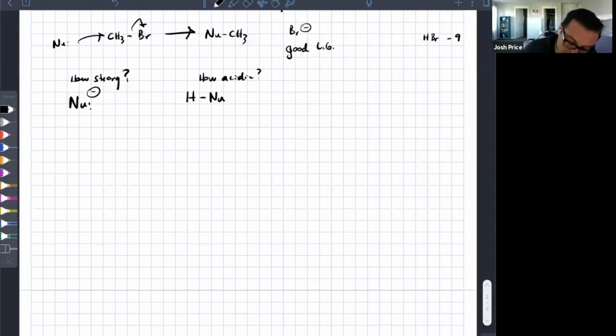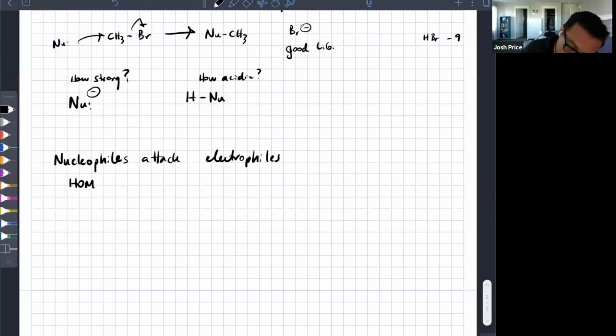And the idea is that this is like the first law of thermodynamics, or I'm sorry, this is like the first law of organic chemistry. Nucleophiles attack electrophiles. And the second law of organic chemistry is like unto it. The highest occupied molecular orbital on your nucleophile attacks the lowest unoccupied orbital on your electrophile. And all of this is just exactly like saying that Lewis bases attack Lewis acids.